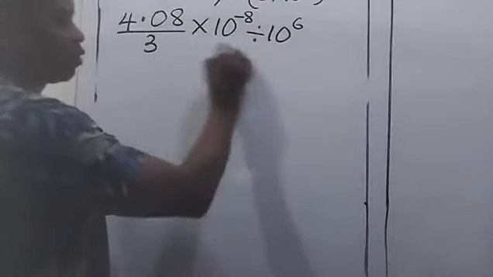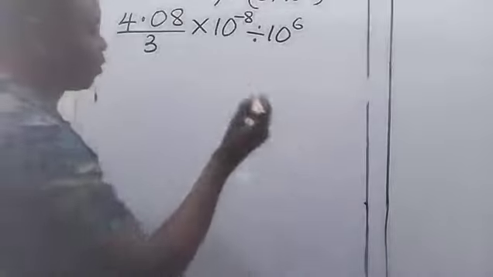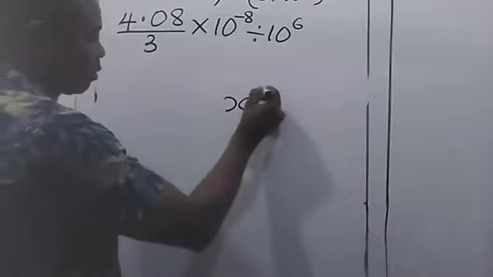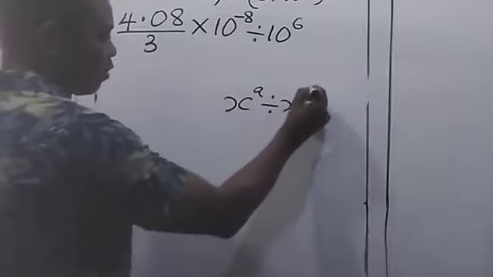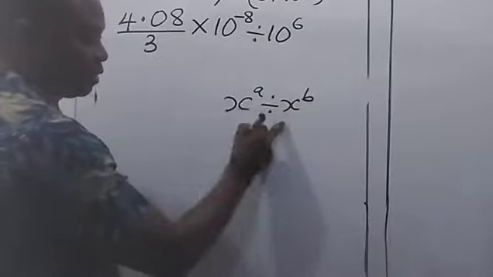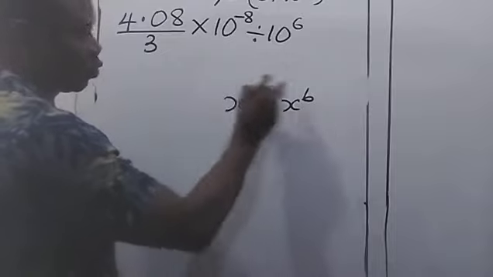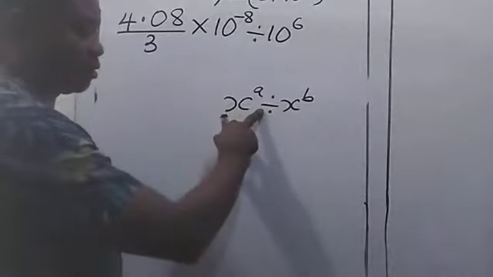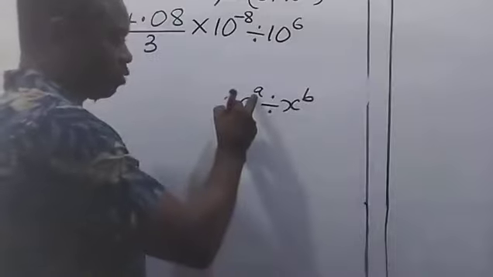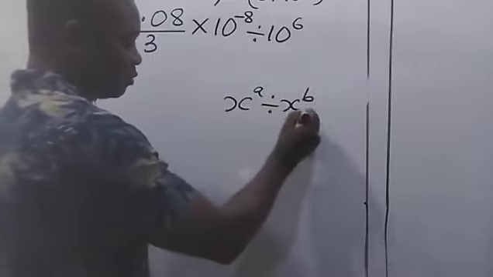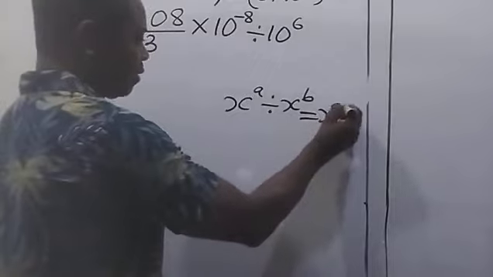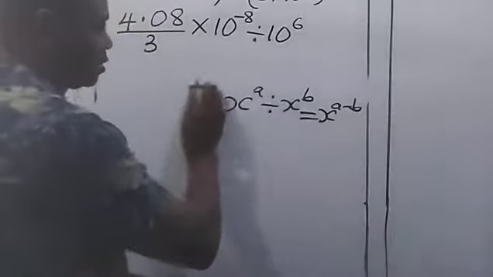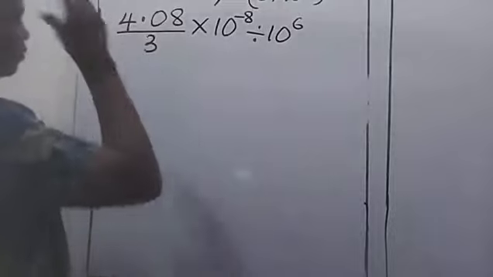Recall another law of indices: if you have division and their bases are equal, say x raised to the power a divided by x raised to the power of b, you will subtract their power. The other one was when the middle sign is multiplication, you add the power. But now we have division, so it becomes x raised to the power a minus b. So that is what we are going to use for this. Also, here, I'm going to divide.